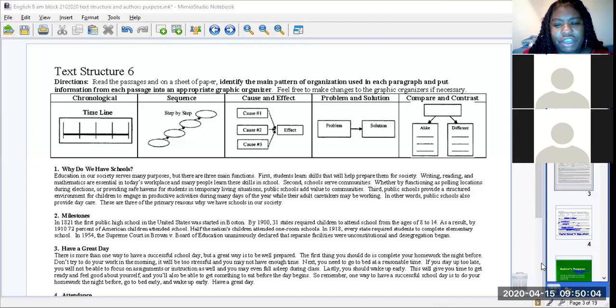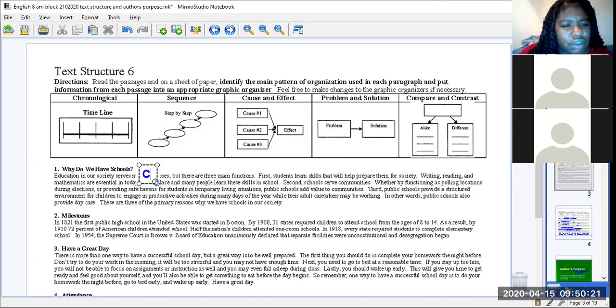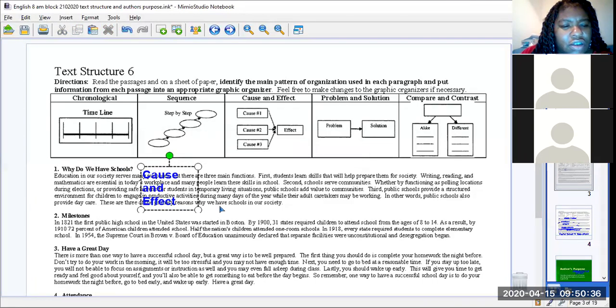And I think I'm going to go ahead and type it. I'm going to try to type it anyway. Uh-oh, that didn't work out so good. Okay, there we go. So number one is cause and effect. I'm going to move it up so that everybody can see that.